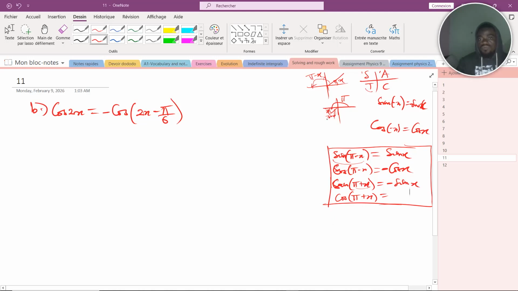The next thing for cos. Pi plus x is an angle found in the third quadrant, so cos of (pi plus x) will equal minus cos x. So what you can remember is that the cos of (pi minus x) is always minus cos x, and the cos of (pi plus x) is always minus cos x. You get what I'm saying?